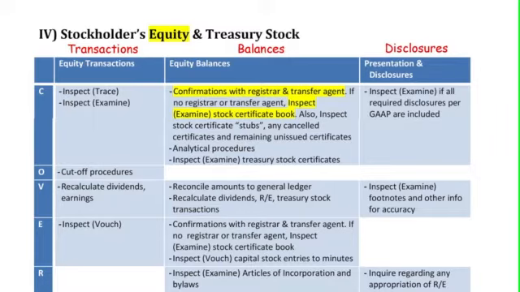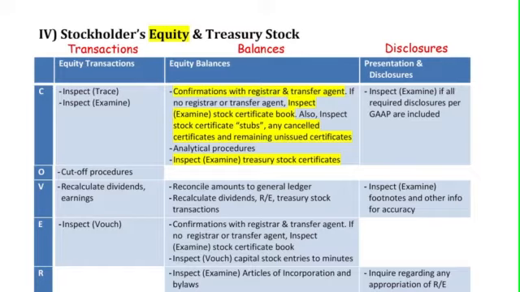The auditor might also want to inspect stock certificate stubs, any cancelled certificates, and remaining unused or unissued certificates. Might want to do analytical procedures. And the last one, inspect or examine treasury stock certificates. Treasury stock is you buy back your own equity, that becomes treasury stock.